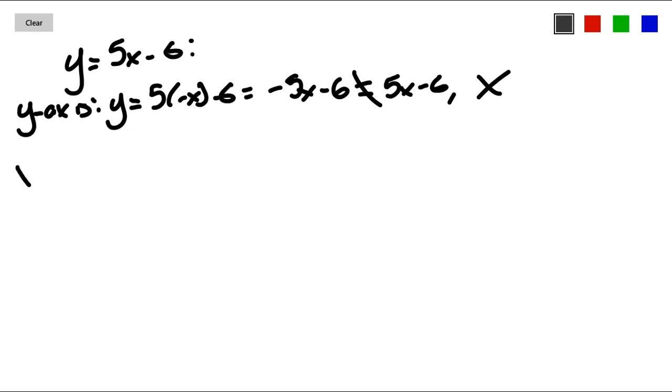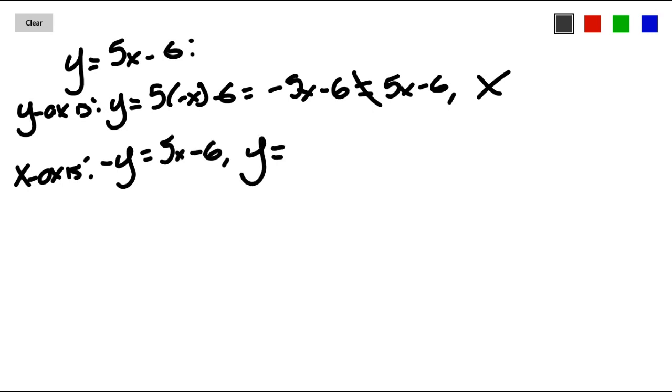And for x-axis symmetry, it's the same idea, but instead of a negative x, I'm going to plug in a negative y. So I have negative y is equal to 5x minus 6. And then when I solve for y, I get y is equal to negative 5x plus 6. And this is not equal to our original function either, because both of the signs have changed. So there's no x-axis symmetry.